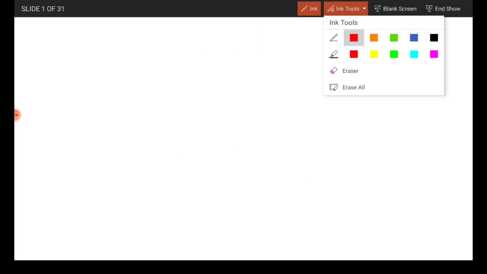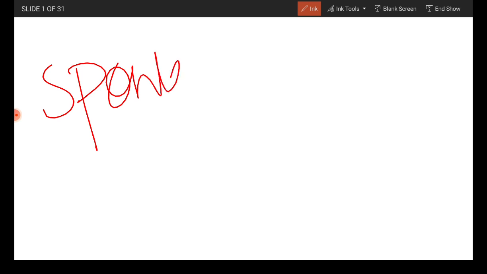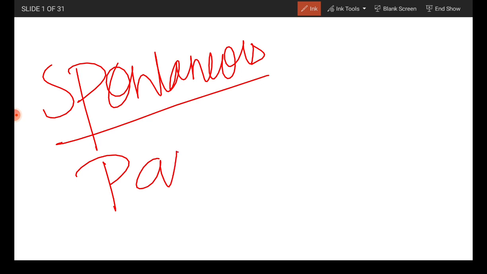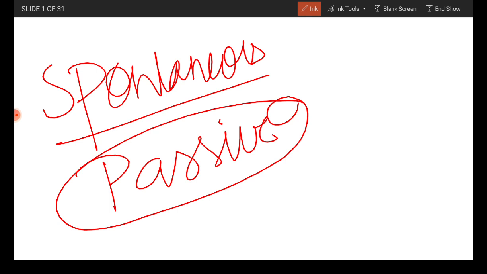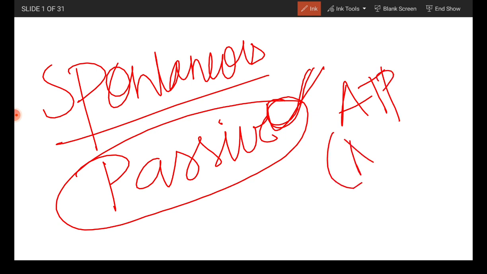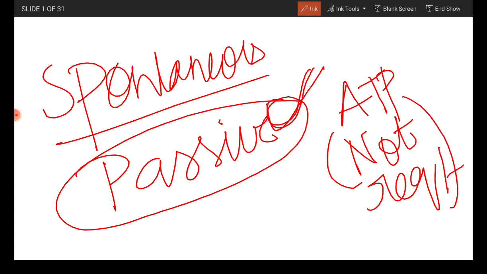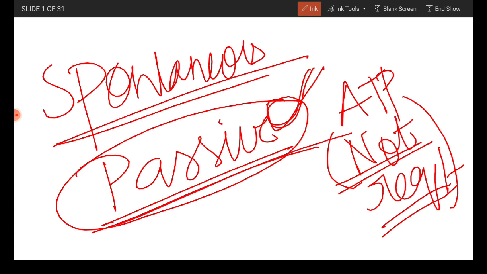Now coming back to diffusion. Diffusion is a spontaneous process and it is a passive process. What is the meaning of these two terminologies? Passive process in the sense they occur automatically and they don't need any energy. ATP is not required, and it occurs spontaneously.